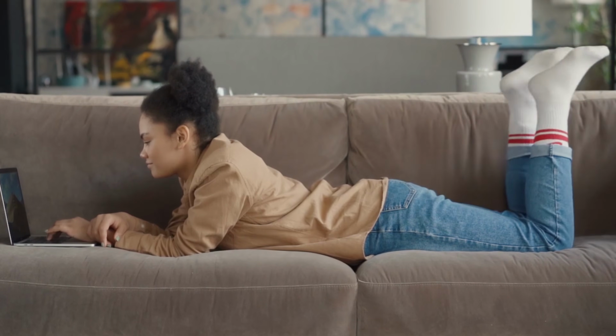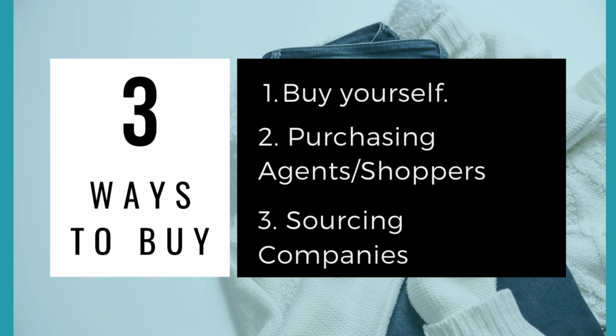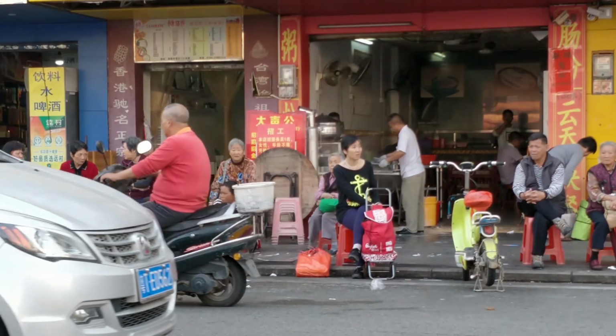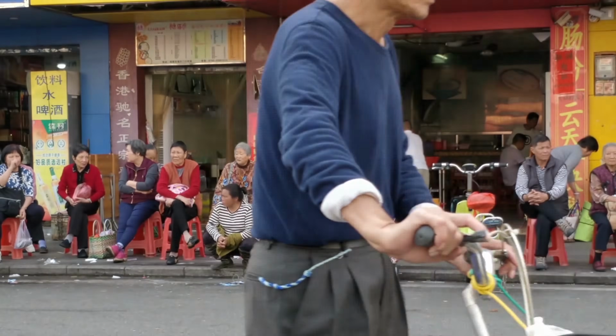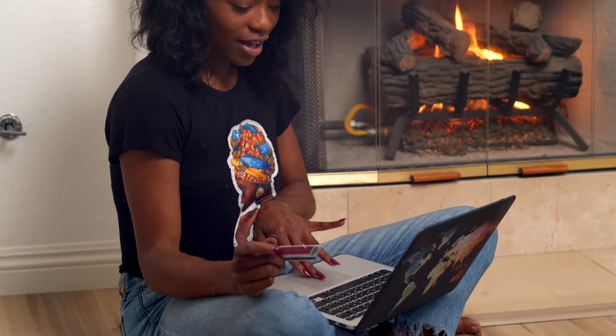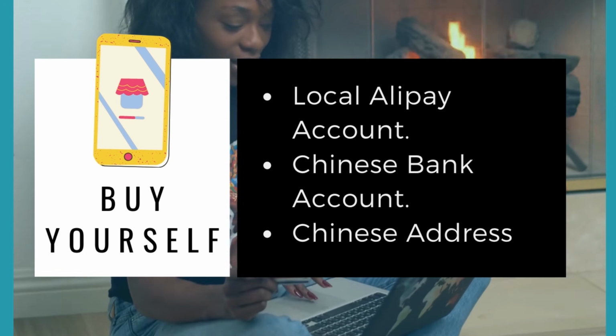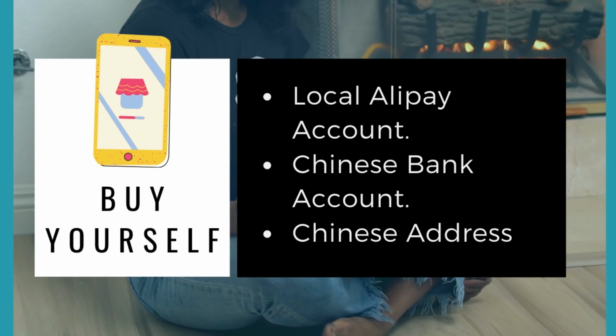There are 3 ways in which you can buy from 1688. You can either buy yourself, use a purchasing agent or a shopper that is based in China, or use a sourcing company. This website is designed for local Chinese wholesalers. There is a tall mountain to climb to try and skip local Chinese agents and buy the products yourself. But if you really want to buy the products yourself, then you'll need the following. You'll need a local Alipay account, a Chinese bank account, and a Chinese address.